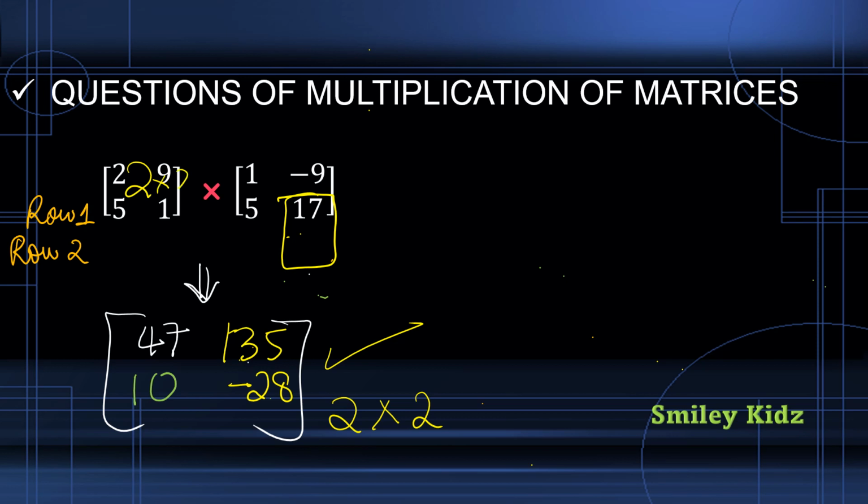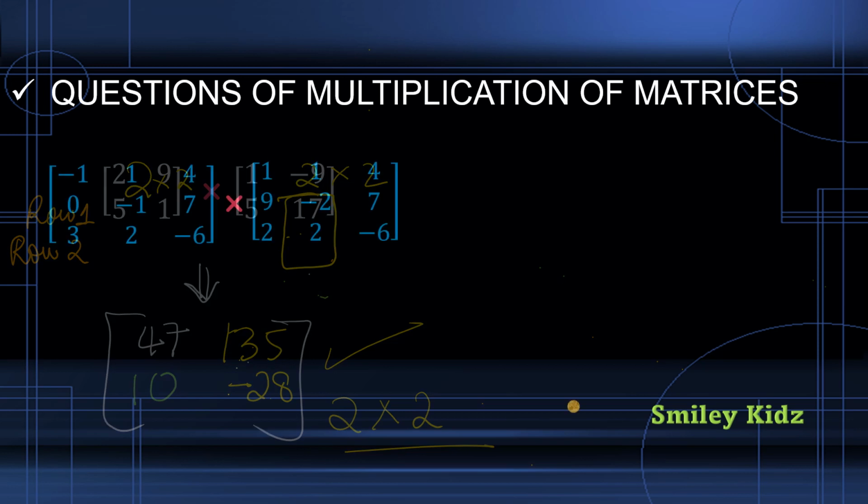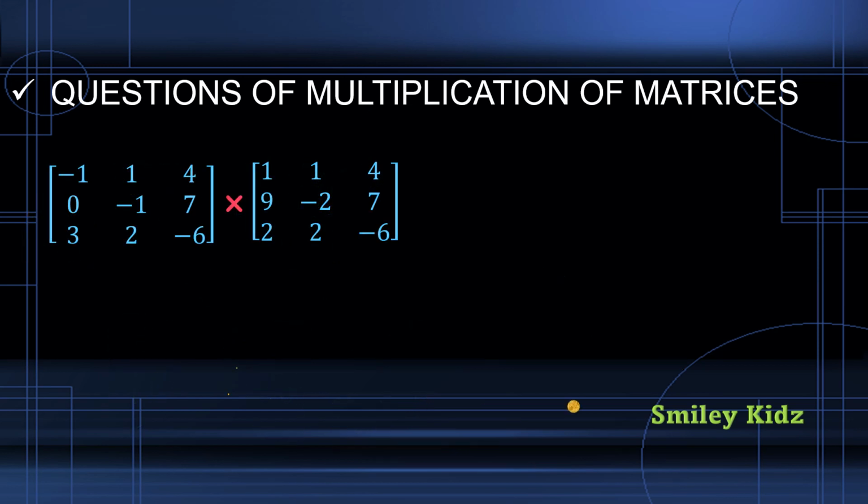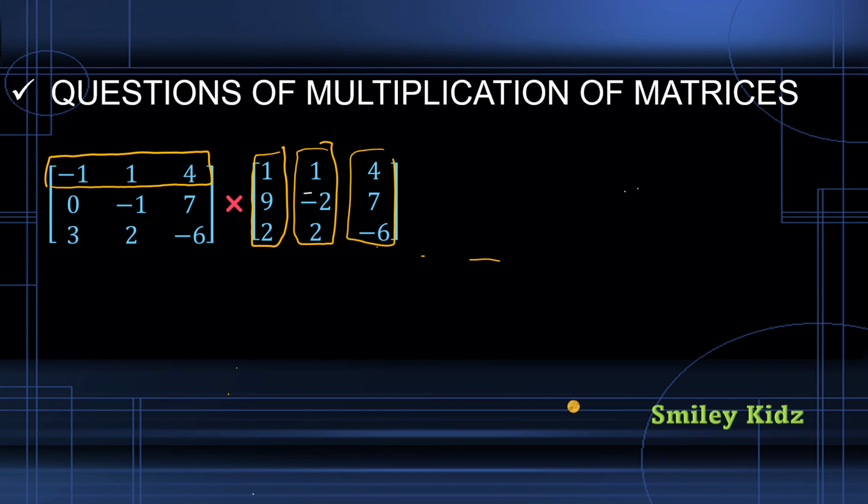So if the question has 2 by 2 into 2 by 2, then your output is going to be in 2 by 2 manner. So for the multiplication of matrices which have the order 3 by 3, the output is definitely going to be in the order 3 by 3. That is the first thing. Secondly, how do we multiply 3 by 3 matrices? Well, here first take the first row and multiply with all the columns of the second matrix.